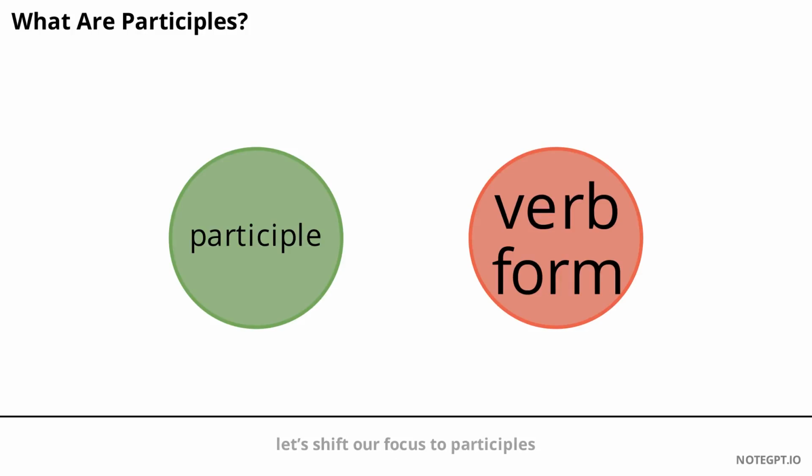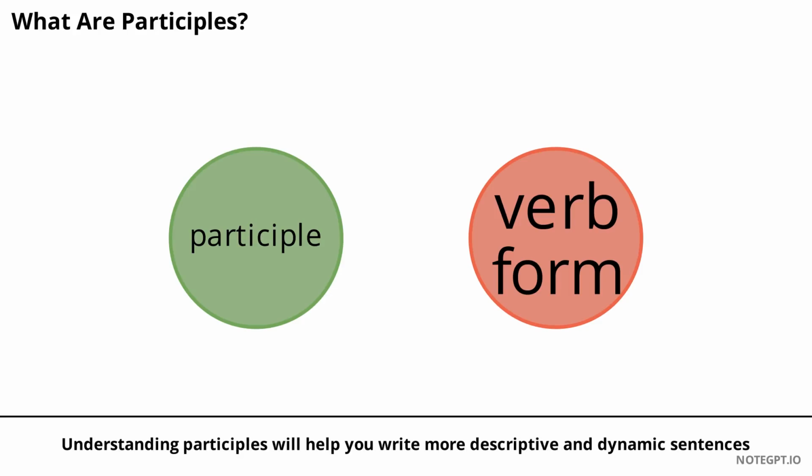Now, let's shift our focus to participles. Participles are special verb forms that can act as adjectives, help form verb tenses, or even become gerunds. There are two main types: present participles and past participles. Present participles always end in "-ing," while past participles often end in "-ed" for regular verbs. Participles are incredibly versatile. They can describe actions, states, or even help build continuous and perfect tenses. Understanding participles will help you write more descriptive and dynamic sentences.